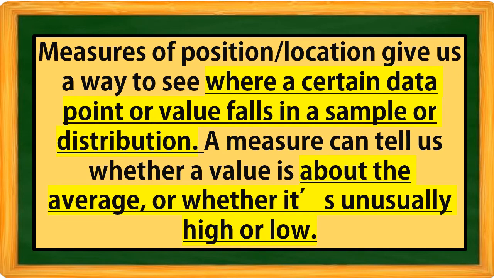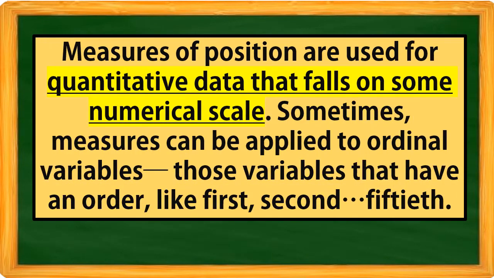Measures of position or location give us a way to see where a certain data point or value falls in a sample or distribution. A measure can tell us whether a value is about the average or whether it's unusually high or low. Measures of position are used for quantitative data that falls on some numerical scale. Sometimes, measures can be applied to ordinal variables, those variables that have an order like first, second, until 50th.